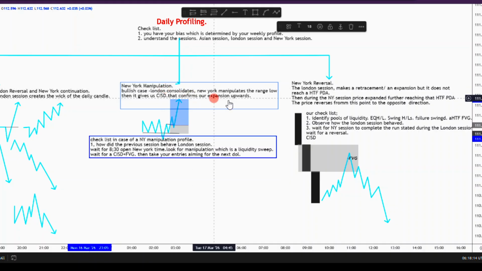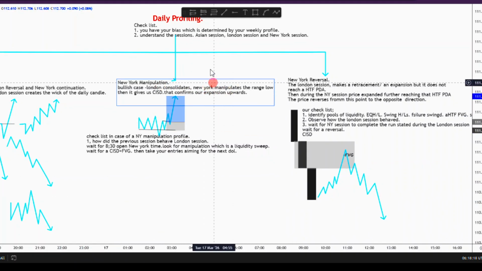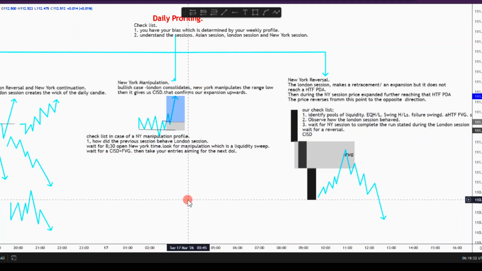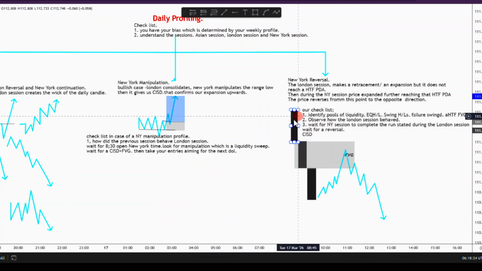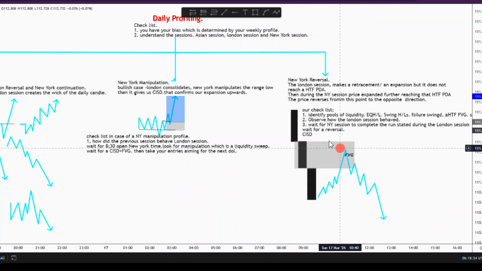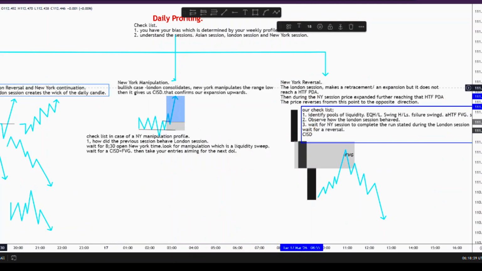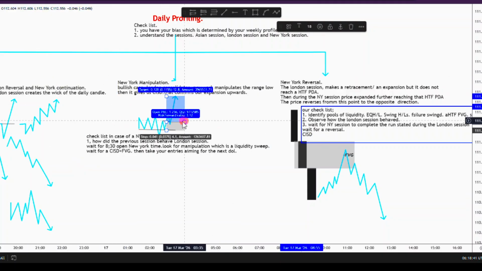So from a weekly profile, for example, we have established our bias is bearish. In this case, today we'll want to see price come back to this level and then continue downwards, because our bias is bearish, you see. And that is how a daily candle is formed. It is formed by these three sessions.